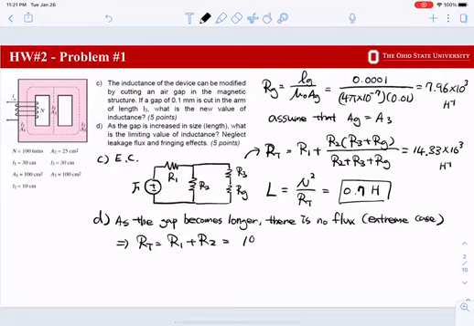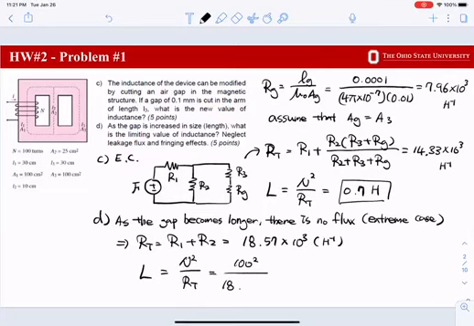That is 18.57 times 10 to the third. So this inductance is N squared over RT. That is 100 squared over 18.57 times 10 to the third, which equals 0.54 Henry. This is the answer for part D.